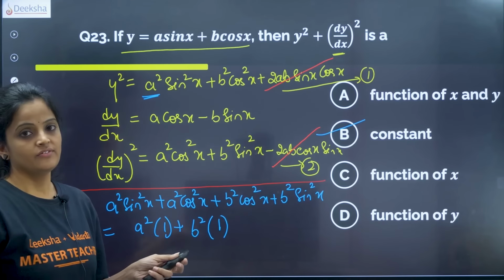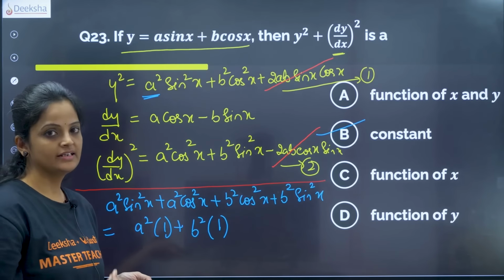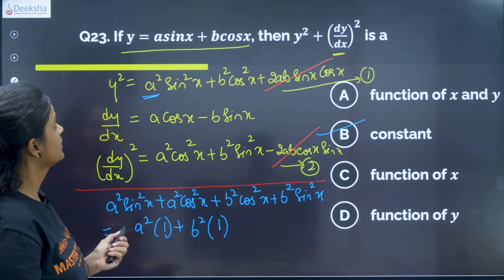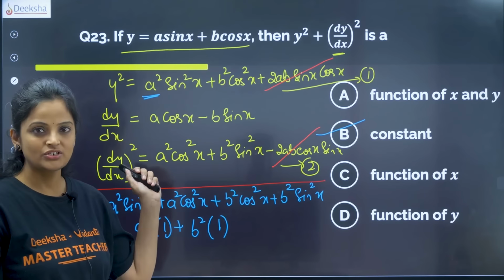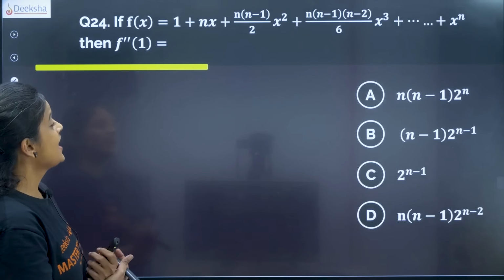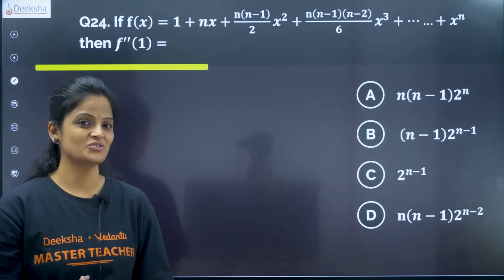Very simple, very neatly how to do. Y square dy by dx whole square, that will give you the answer. Ready to see the next question? Yes. See how the function is given here to confuse you, that's all.